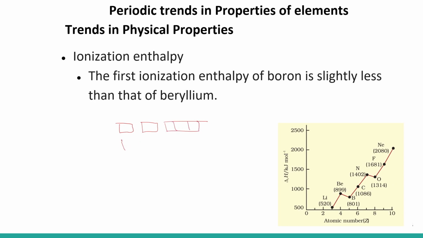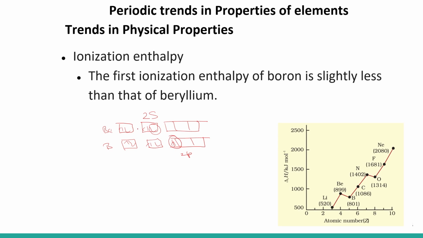I am drawing 2 atomic orbitals for it. First is of beryllium, second is of boron. So this is the thing. So there is 1 electron. So what does happen? If we are removing this electron, it will have less shielding effect. Why is it so? Because the 2s atomic orbital is more penetrated toward the nucleus as compared to the electron which is in the 2p.